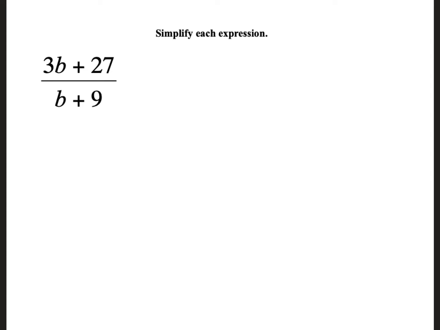Hello, in this video we're doing 41, 42, 43, 44, I think, from your Algebra 3 Try to Review packet. We are simplifying rational expressions. So for this one, we have 3b plus 27 divided by b plus 9. We're just going to factor and then cancel anything out that shows up at the top and the bottom of your fraction. If you only have two terms, you are going to try to factor out a GCF.